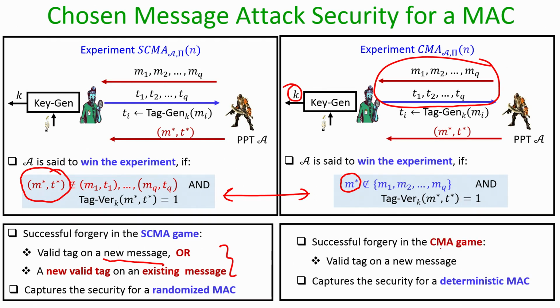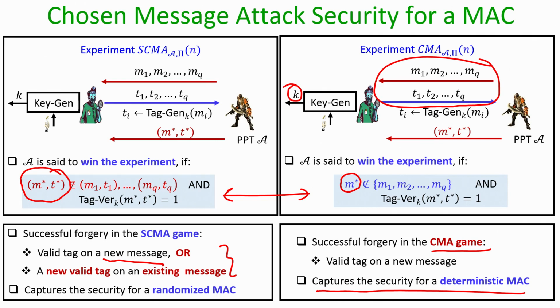Whereas, in the CMA game, a forgery is successful only if the forgery is on a new message which is completely different from all the messages for which the adversary has seen the tag in the previous session. And this captures the security for deterministic MAC, because if your tag generation algorithm is deterministic, then for every message there is a unique tag, and in that case the forgery is possible only if the forged message is different from all the messages for which the adversary has already seen the tag.